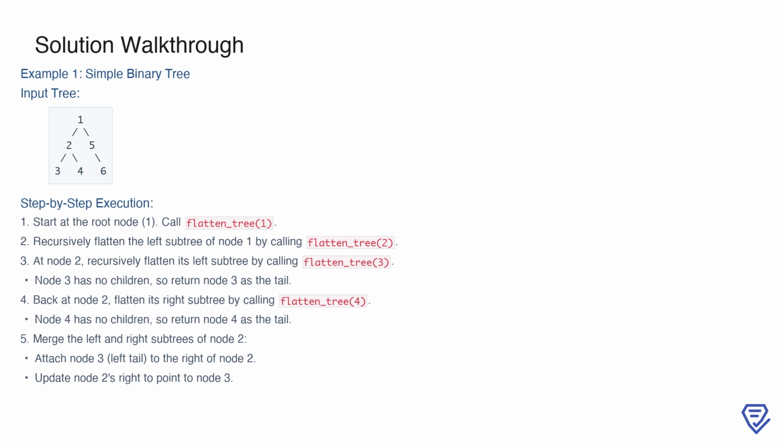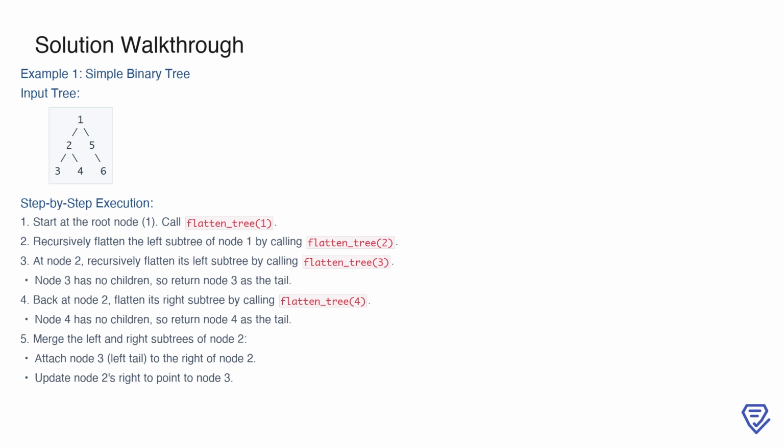First, we start at the root node, which is 1, and call the helper function flatten_tree1. This function will recursively traverse the tree. We begin by flattening the left subtree of node 1, which means we call flatten_tree2. Now at node 2, we further flatten its left subtree by calling flatten_tree3. Since node 3 has no children, it becomes the tail of this branch, and we return node 3. Next, back at node 2, we proceed to flatten its right subtree by calling flatten_tree4. Similarly, node 4 has no children, so it also becomes a tail and is returned.